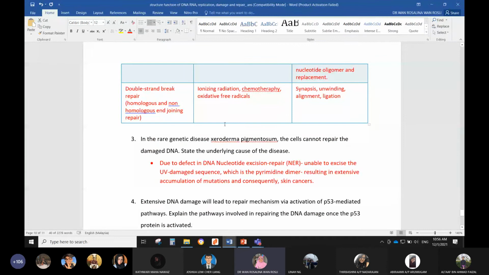So in the rare genetic disease, the underlying cause would be the defect in this mechanism. So although the body has these mechanisms to actually correct whatever may go wrong, if there are defects in this process, it could lead to diseases, and one of them would be xeroderma pigmentosa, right?